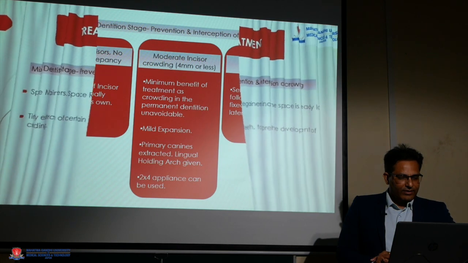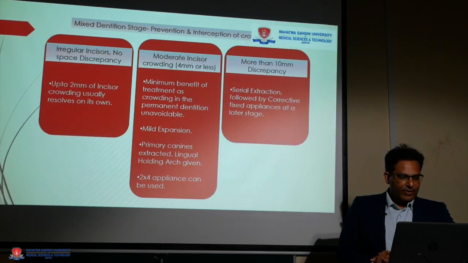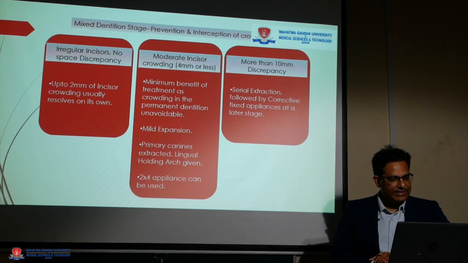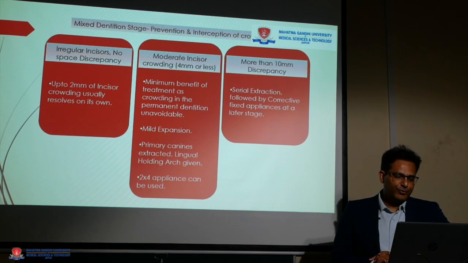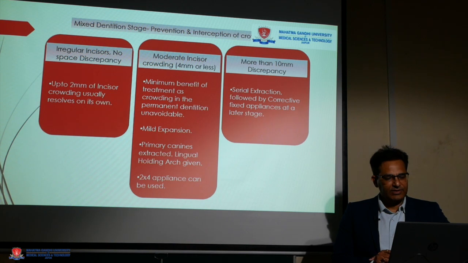In mixed dentition, evaluation has to be done regarding the amount of discrepancy that we have. Up to 2 millimeter of incisor crowding will resolve on its own, and nothing particular has to be done for that. If the crowding is of the order of 4 millimeter or less, then expansion has to be undertaken. Primary canines have to be extracted and lingual holding arches have to be given, and 2x4 appliances can also be used. But if the discrepancy is of the order of 10 millimeter or more, then serial extraction has to be executed.